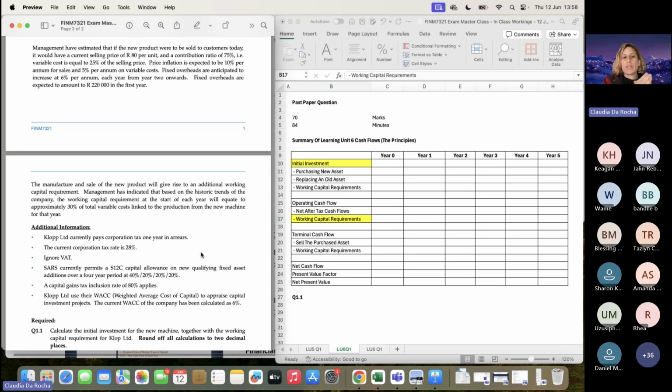Okay, so this is a different way of calculating your working capital requirement. Normally what would happen is they would say to you that your working capital requirement is made up of these assets and liabilities. Here's your working capital. And then each year would be based on what is the inflationary increase. And we would then calculate the difference.